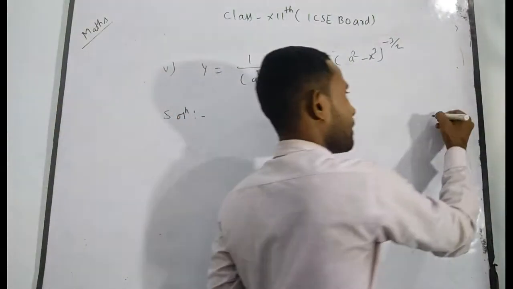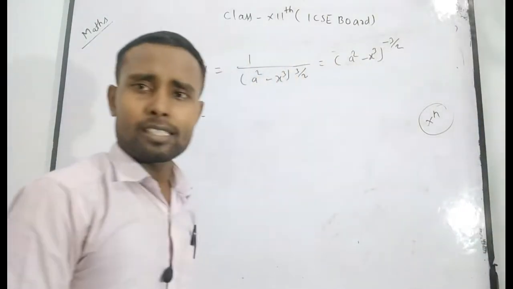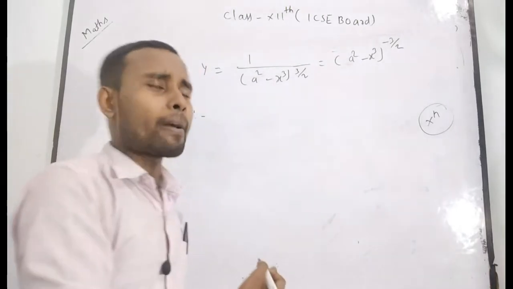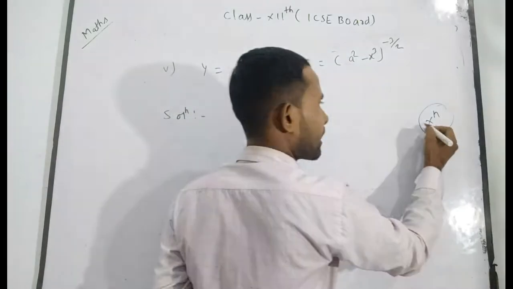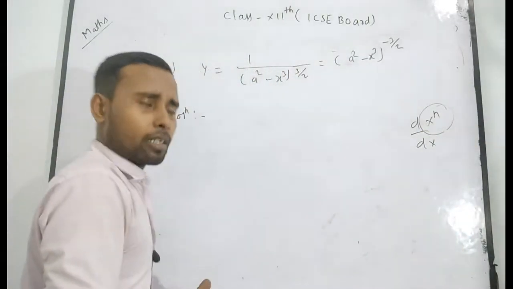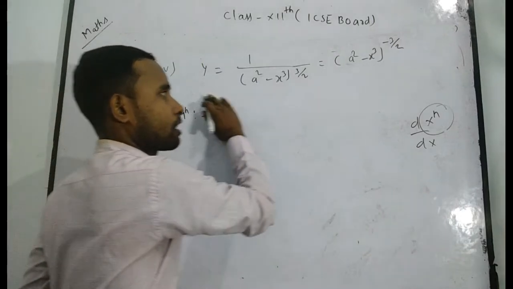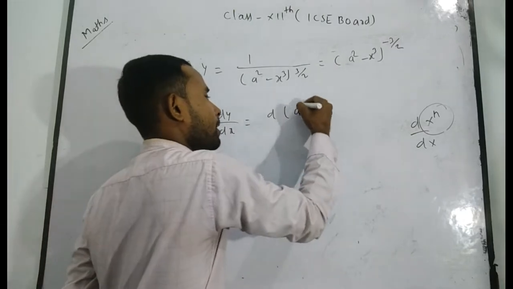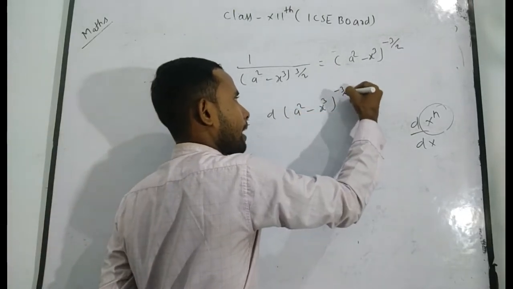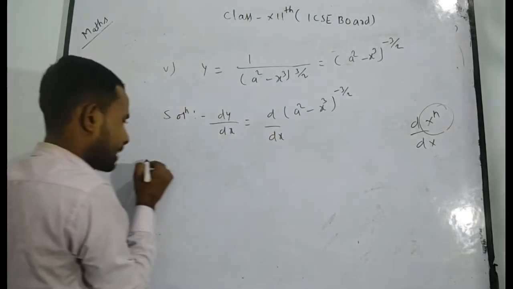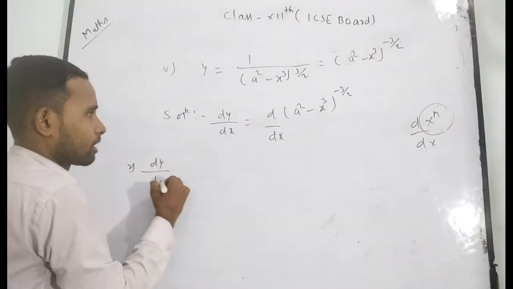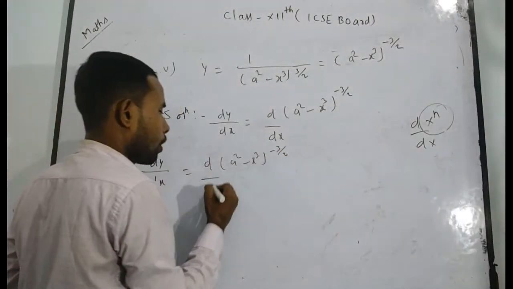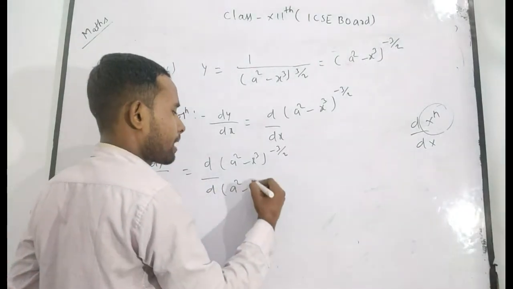Now I want to tell you, this is in which formula? This is just x to the power n. If this is in terms of x to the power n, then you have to differentiate this term only with respect to which? Capital X. Now differentiating on both sides with respect to x, you will get dy/dx is equal to derivative of a square minus x to the power 3 whole to the power minus 3 by 2 with respect to a square minus x to the power 3.